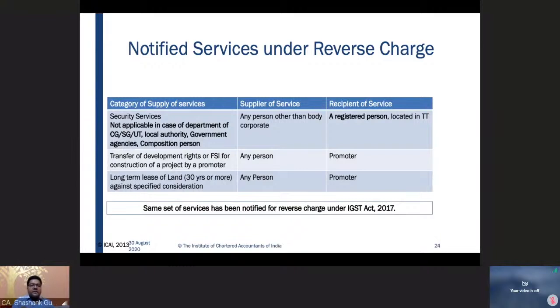And all these services are covered for reverse charge under intrastate supplies, where CGST and SGST will have to be paid by the person covered under reverse charge. And if these are interstate services, then IGST will have to be paid by the recipient of services.